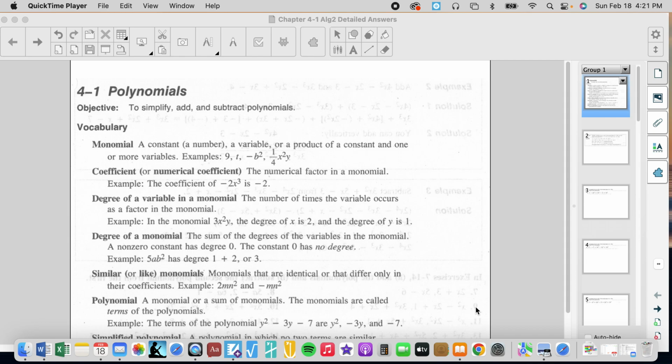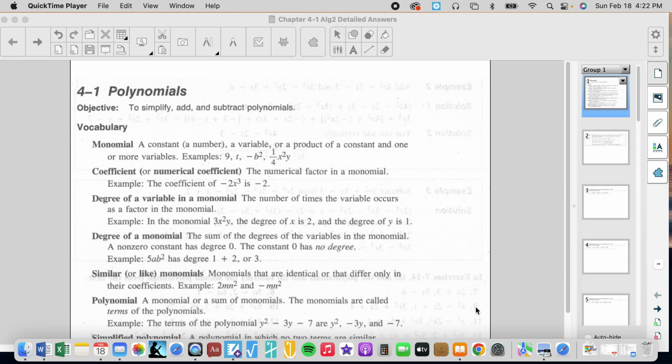1, which is dealing with polynomials. So chapter 4 will deal with variables and expressions and all these other fun stuff. But we're going to start off with polynomials. And let's look at some of the vocabulary that they're going to introduce here. We should know what these terms mean.